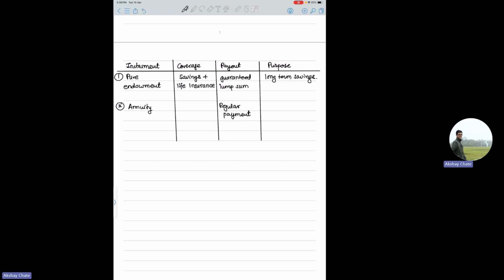Okay, and it covers or provides periodic payments. Okay, so there is no lump sum payout. You get regular payments later on, depending on what type of annuity it is. Okay, so the primary purpose is steady income.